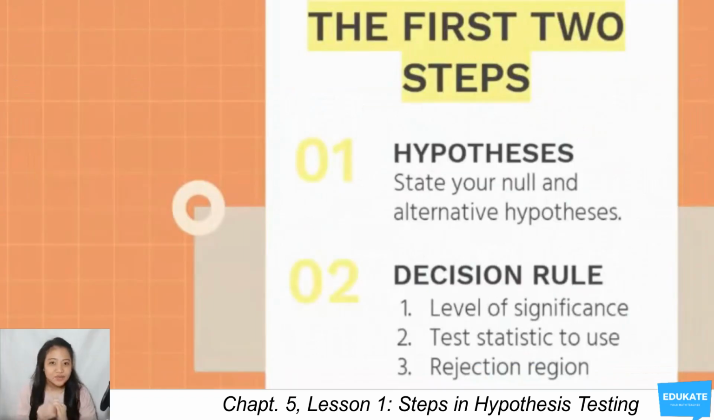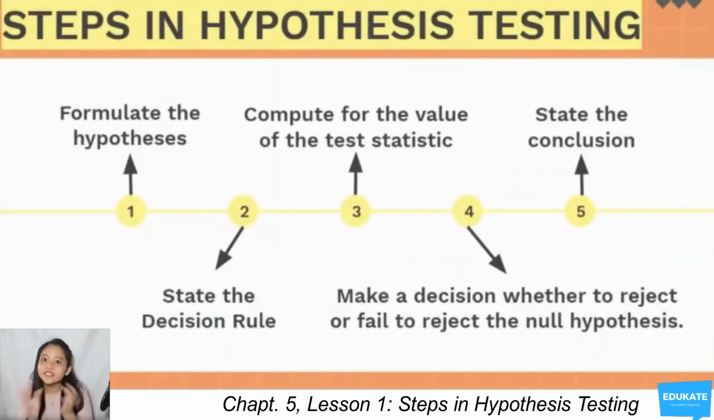So that is it for our first two steps. State your null and alternative hypothesis and then your decision rule, which is composed of your level of significance, your test statistic to use, and your rejection region. Again, here are the steps in hypothesis testing. We have tackled on the first two, formulate the hypothesis and to state the decision rule. For the next lessons, we're going to do the steps 3, 4, and 5.